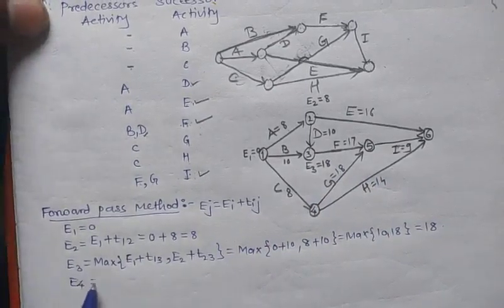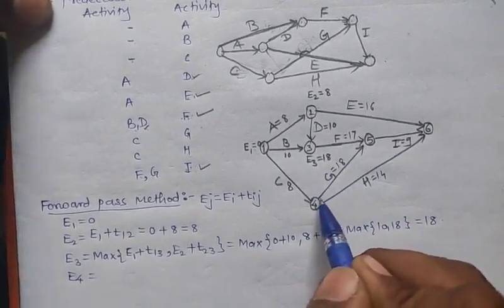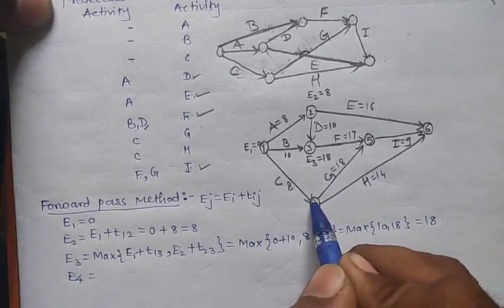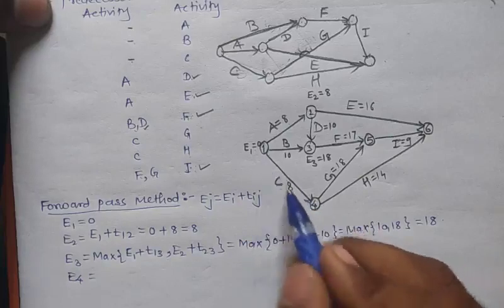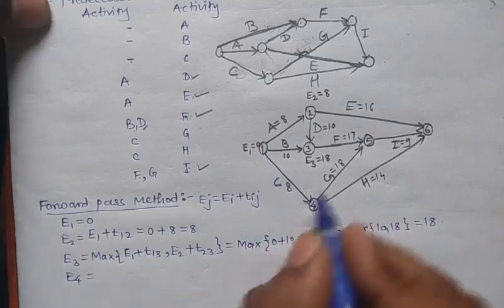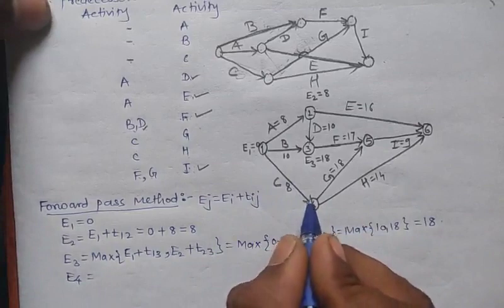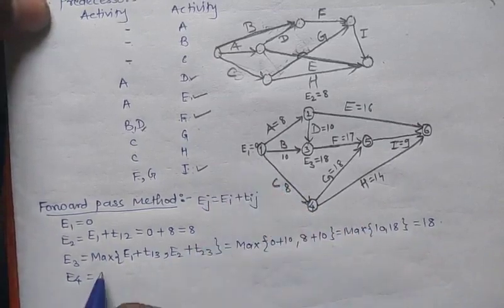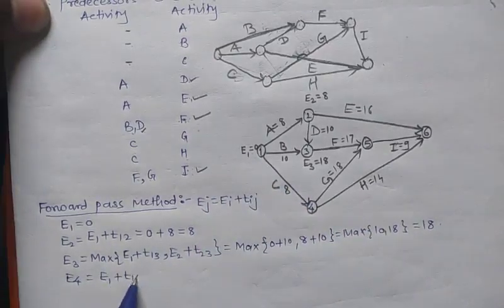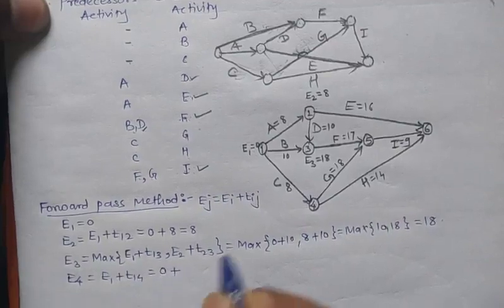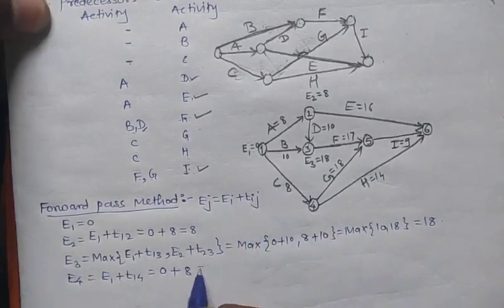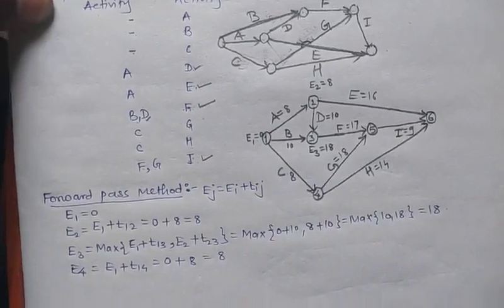Okay, next to calculate E4. The fourth event has an arrow that comes only from E1, so we have the formula E1 plus T14. E1 has value 0 and T14 has value 8, so E4 has value 8.